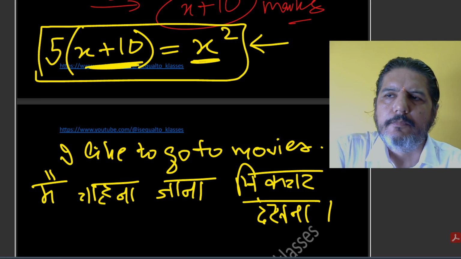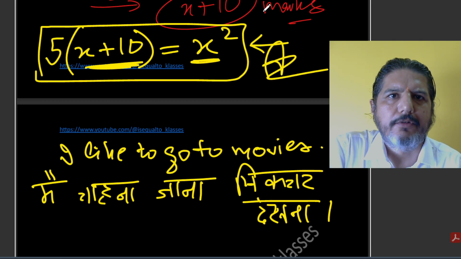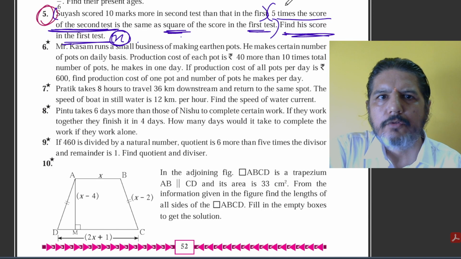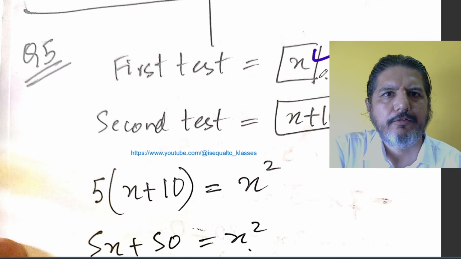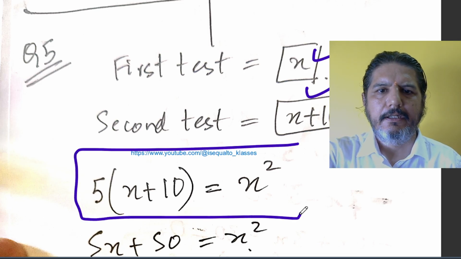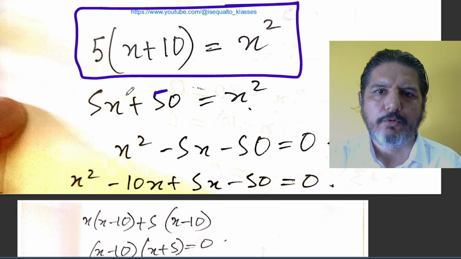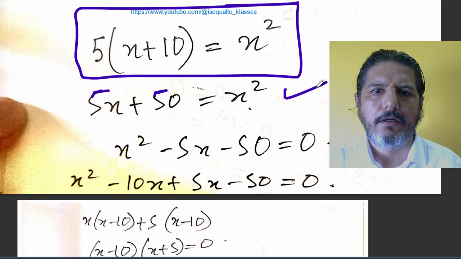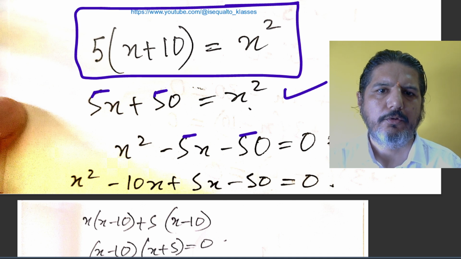Now, say 80% of the job is done. We just have to solve this. So this is the solution. I assumed the first test to be x, and the second was x plus 10. This is the translation I have done. Now I just have to open the bracket. So 5x plus 50 is equal to x square. So x square minus 5x minus 50 is equal to 0.